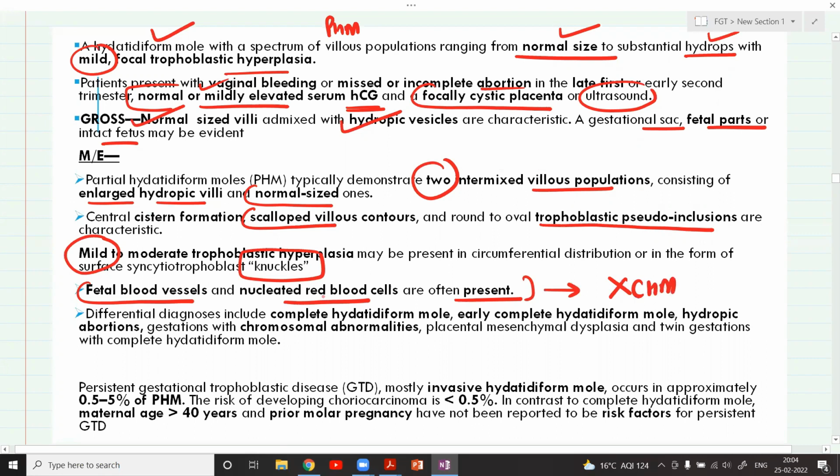The differential diagnosis is a complete H mole, early complete H mole, hydropic abortion, gestation with chromosomal abnormalities, placental mesenchymal dysplasia, which I will discuss later, and twin gestation with complete hydatidiform mole.